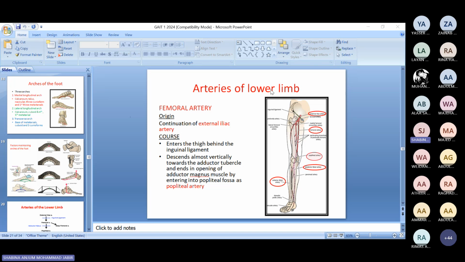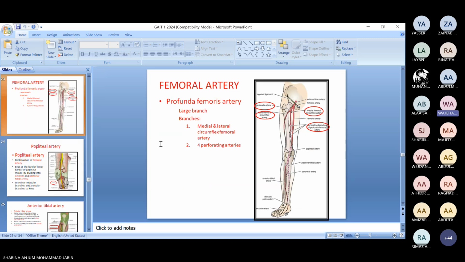Doctor, are you in the slide which is arteries of lower limb? Sorry, I think the slide is stopped. It's not moving, I guess. Okay, you cannot see the slide presentation. Just a moment. Doctor, we see now the slide, yes, now it's okay, moving. Okay, maybe the presentation is not working here, so no problem.